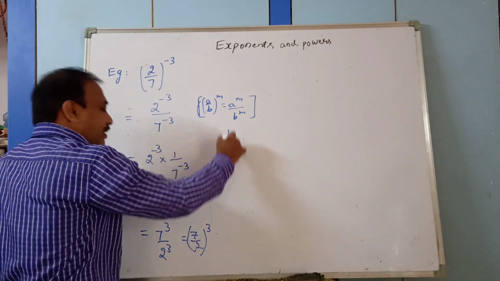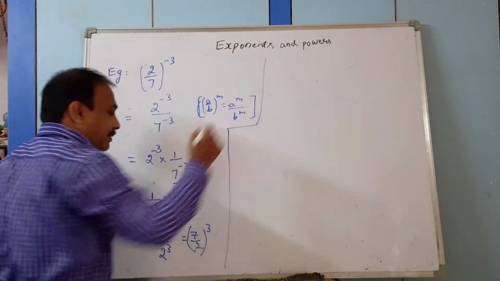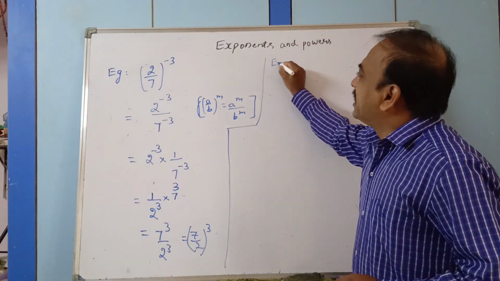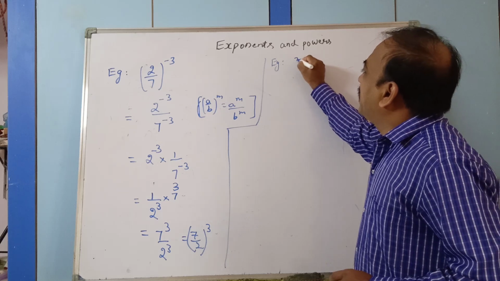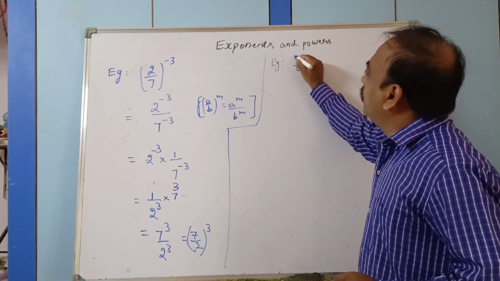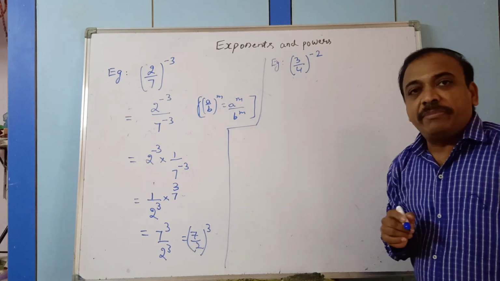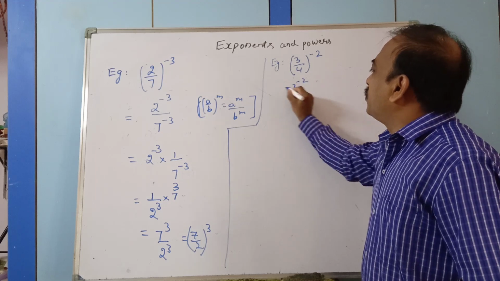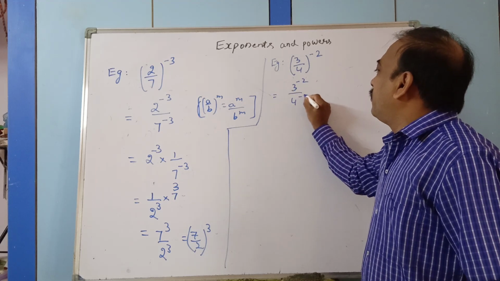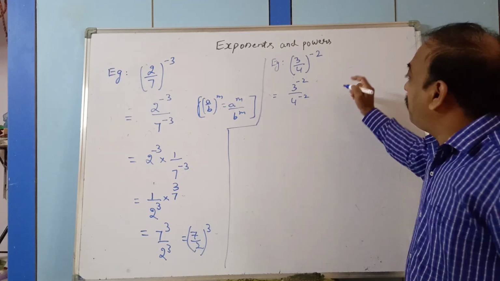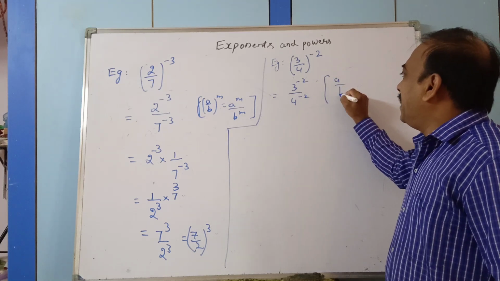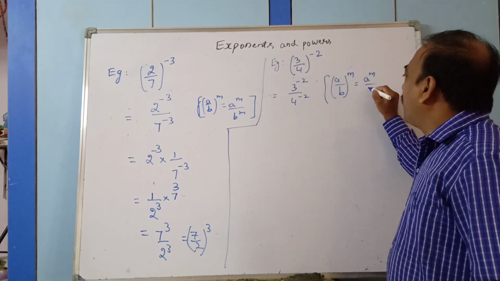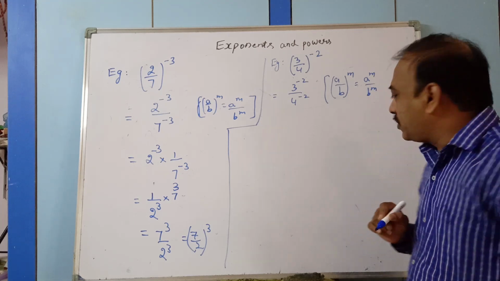You observe this. One more example I will explain to you. So, next example you see: 3 by 4 whole to the power minus 2. As usual, 3 to the power minus 2 by 4 to the power minus 2. How are we writing this? By using the law of exponents, a by b whole to the power m is equal to a to the power m by b to the power m.